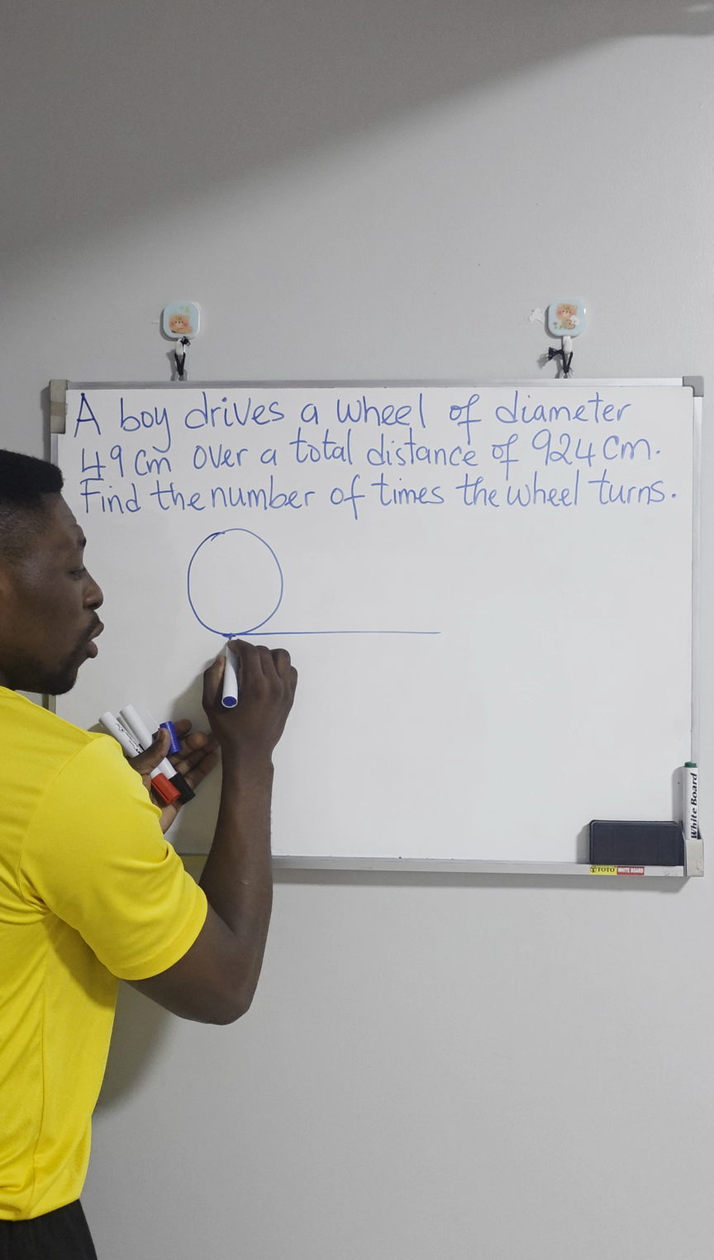A boy drives a wheel of diameter 49 cm over a total distance of 924 cm. Find the number of times the wheel turns. Dear friends, let's picture what's happening.